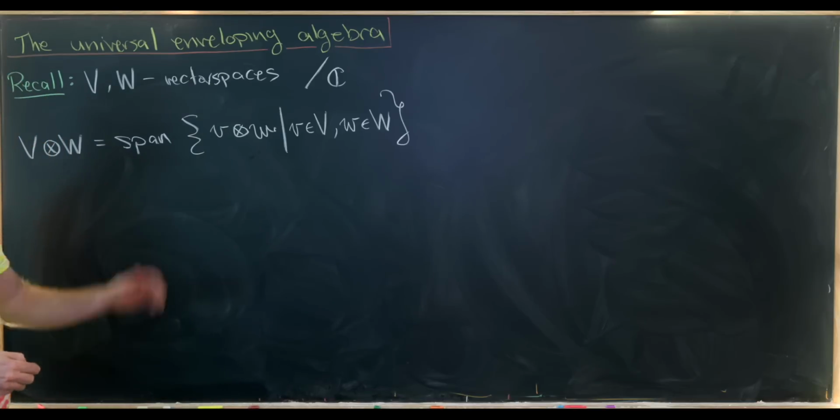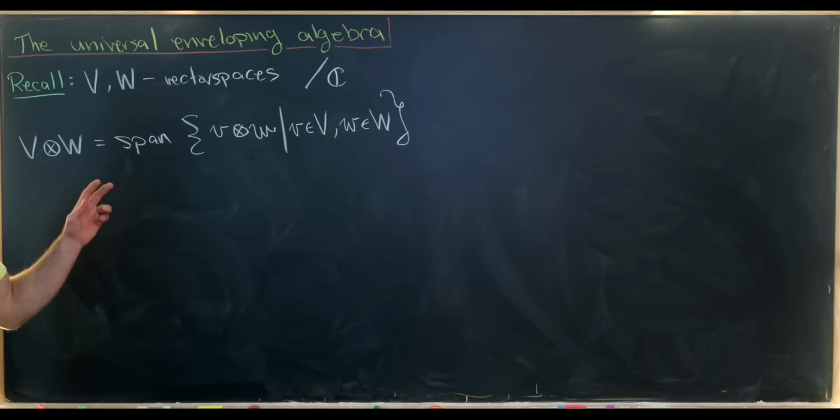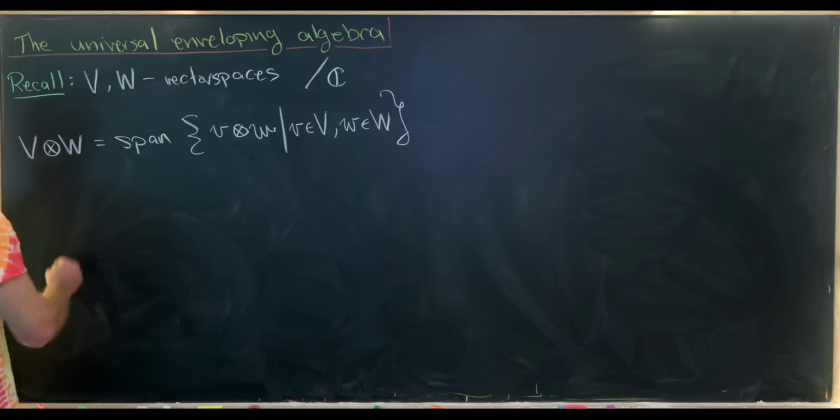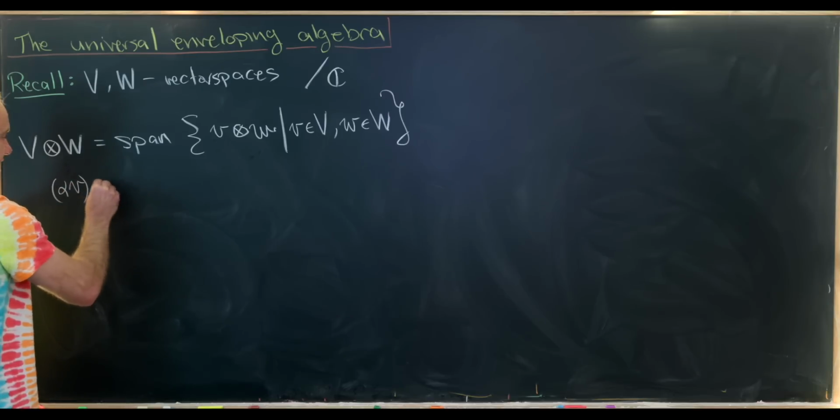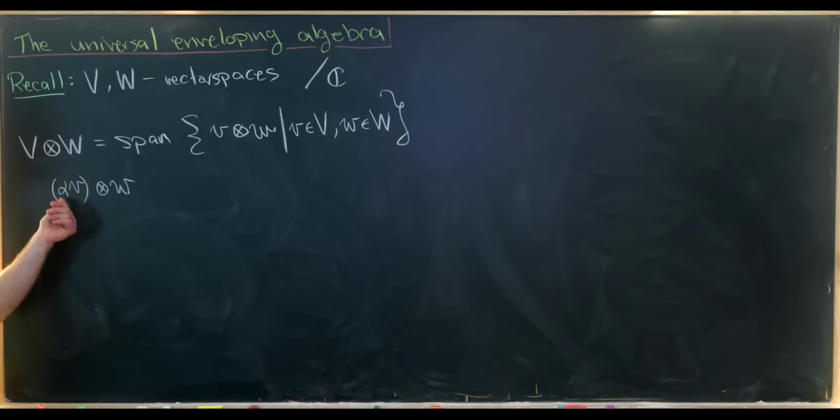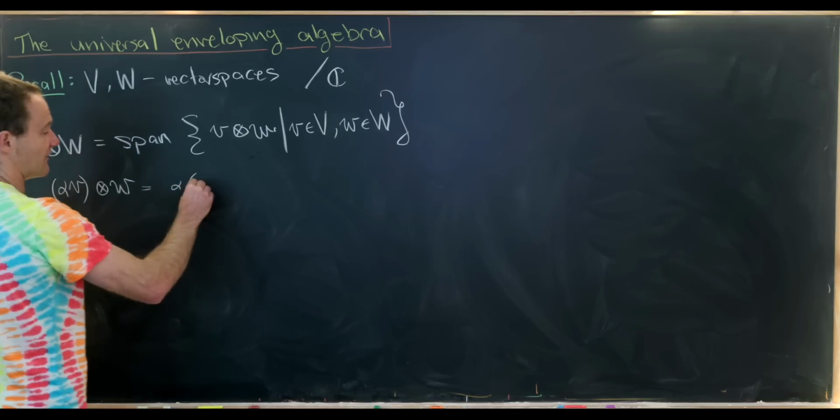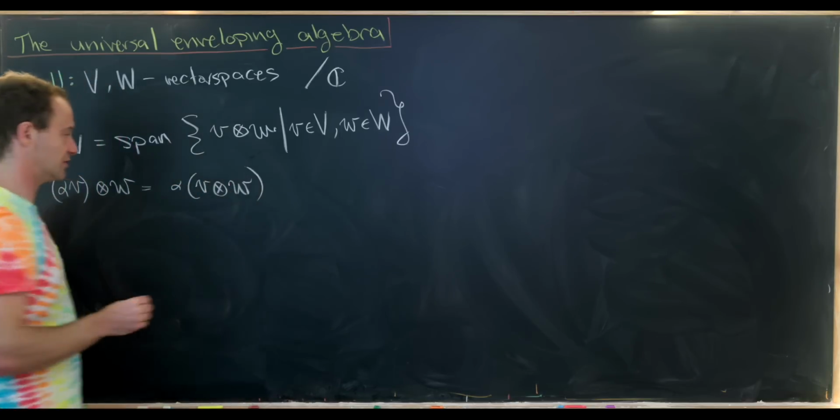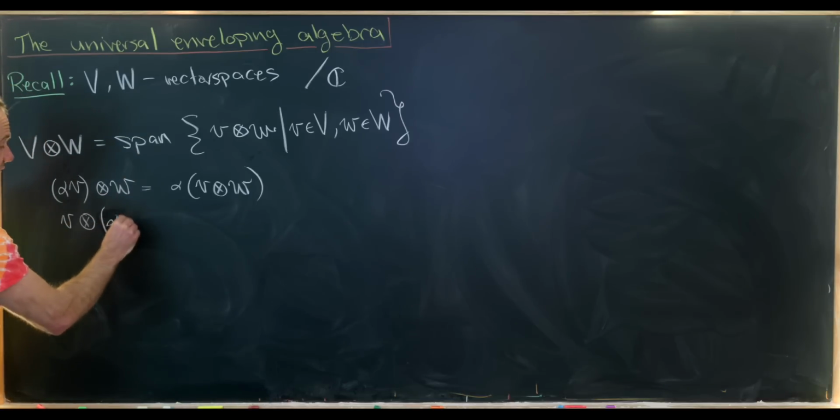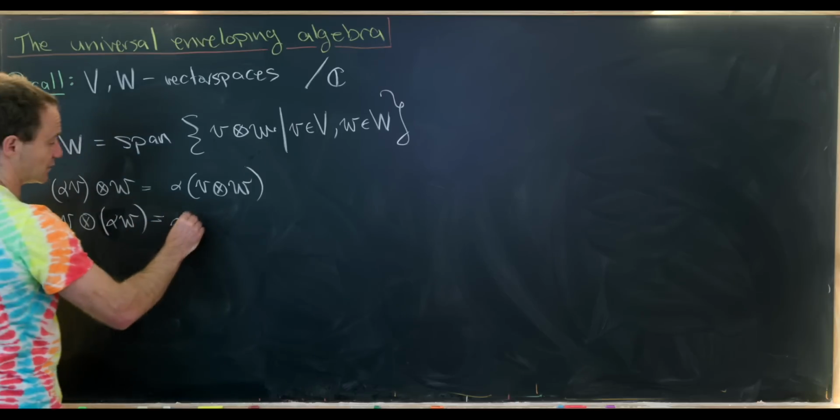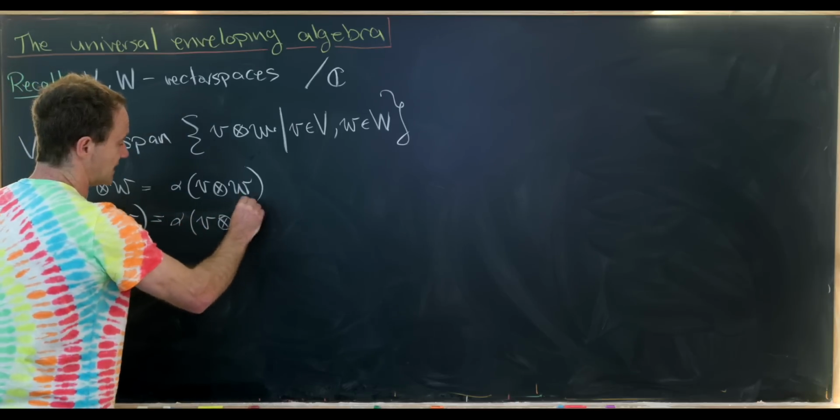Okay, and then let's recall that these satisfy some rules, and they're really the rules that we would like them to satisfy. And that is, if we were to take alpha v tensor w, so in other words, we do the scalar multiplication with alpha. Let's say that alpha is a complex number. Then we can pull that out. So we have alpha and then v tensor w. Then likewise, if we have v tensor alpha w, we can pull that out as well. So this is alpha and then v tensor w.